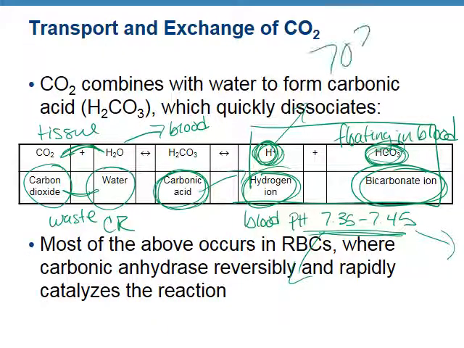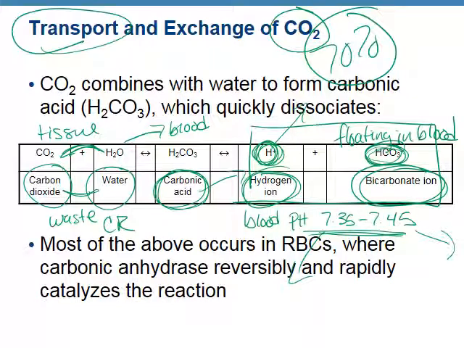So why do we do 70% of all of our carbon dioxide transport? Why is 70% broken down into hydrogen and bicarbonate ions? We're doing this so that we can maintain our blood pH between 7.35 and 7.45.